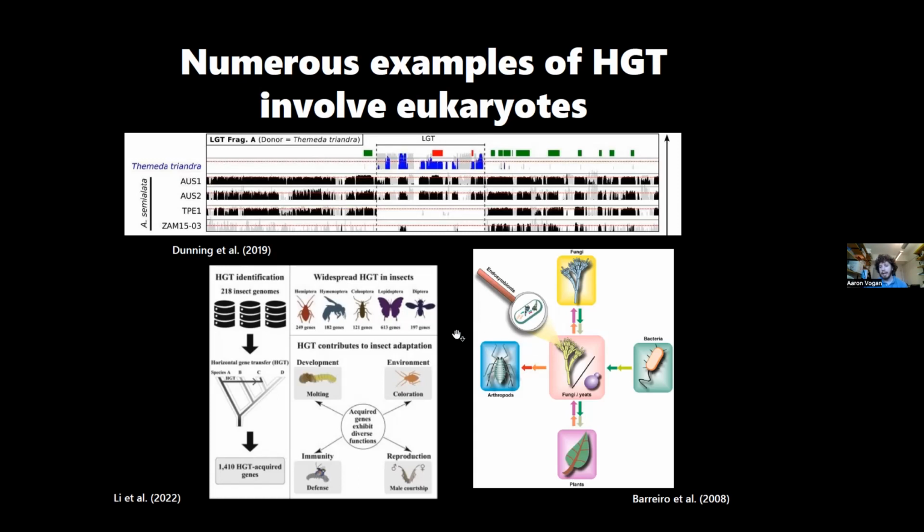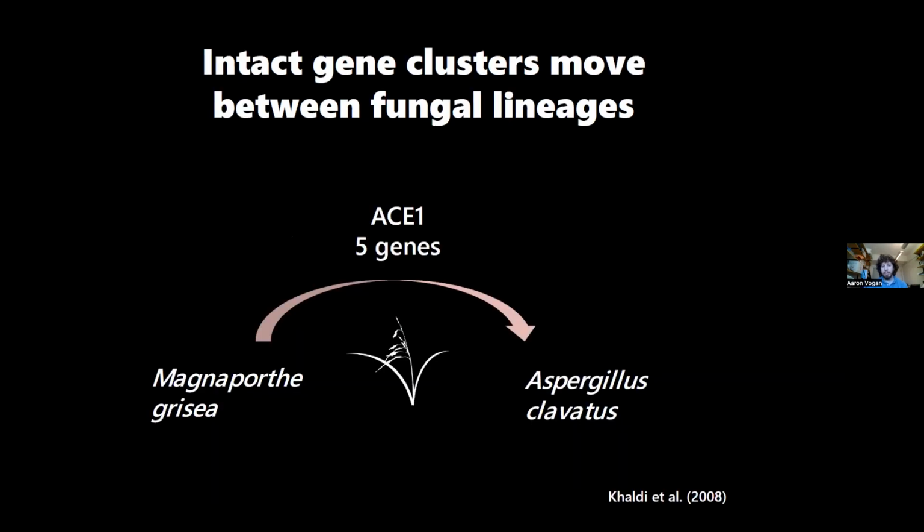This one down here is a much more recent one on insects, finding that especially lepidopterans have huge signals of HTT. And in fungi, we've actually been seeing traces of HTT now for quite some time. And it's becoming very accepted that there's a lot of HTT going on in fungi. And particularly, I want to point out that when we see HTT in fungi, we often see entire gene clusters transferred. So in this case, the ACE1 gene cluster is important for infecting rice. And we know that the whole cluster is basically transferred from a species called Magnaporthe to one called Aspergillus.